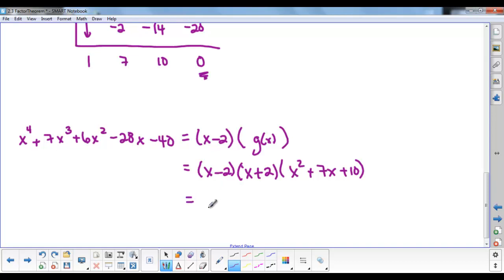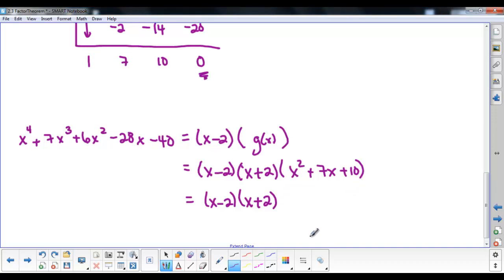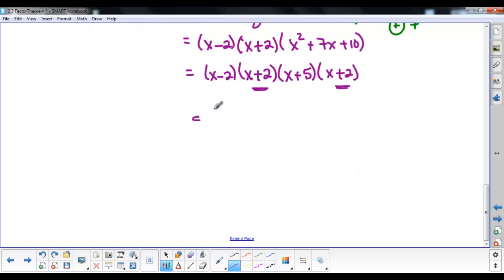Now one last step is to take this quadratic and factor that even further. So x minus 2, x plus 2 we leave alone, and we want to think of two numbers that multiply to 10 and add to 7. So we end up with x plus 5 and another x plus 2. And because we have two factors that are identical, we simplify once more just by saying x minus 2, x plus 2 squared, and finally x plus 5.